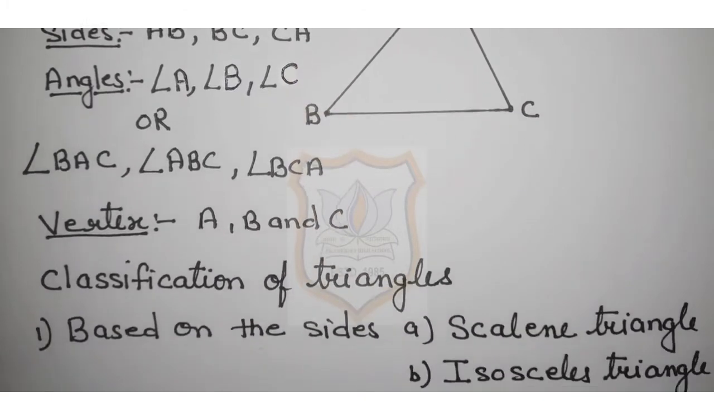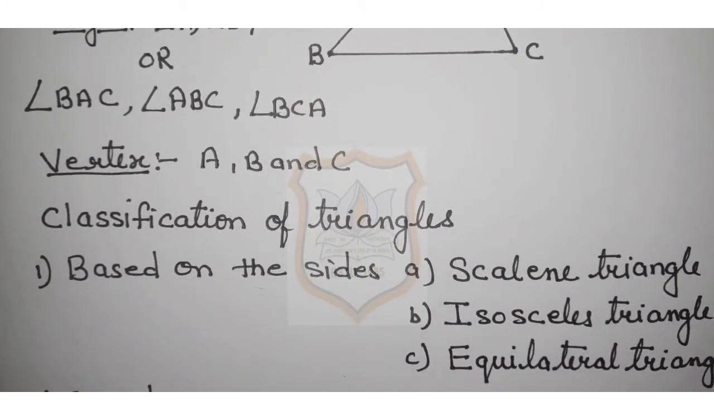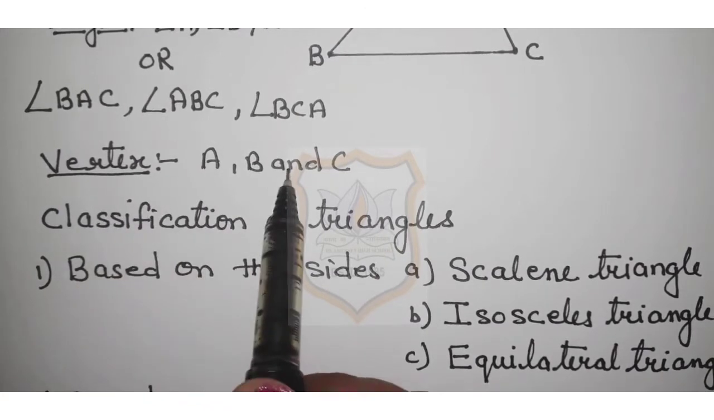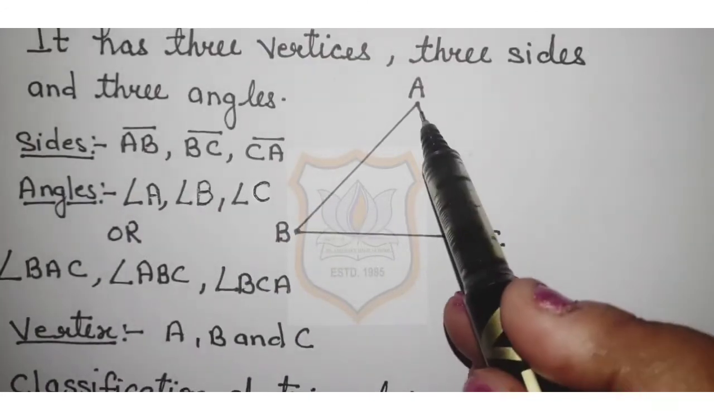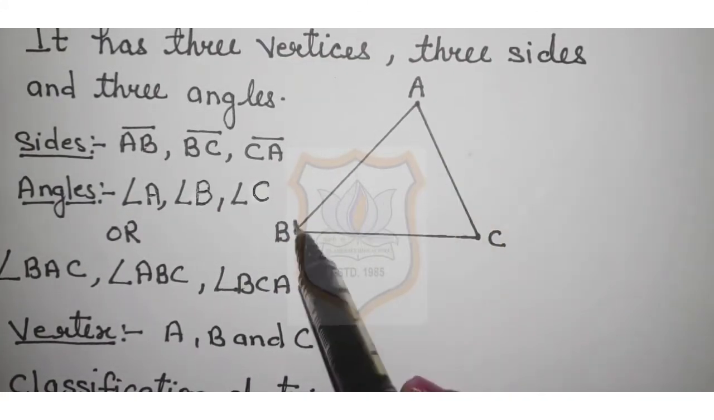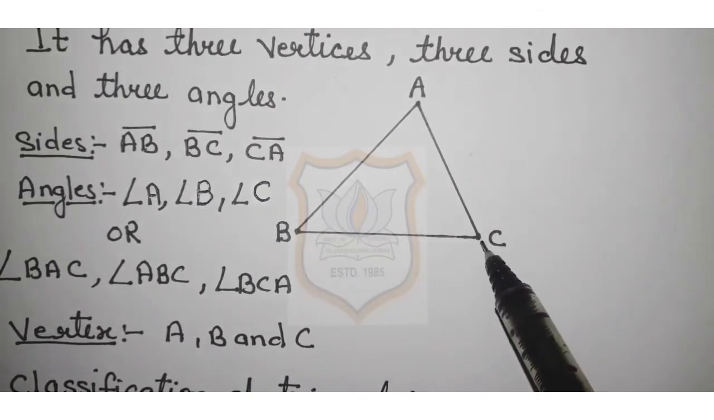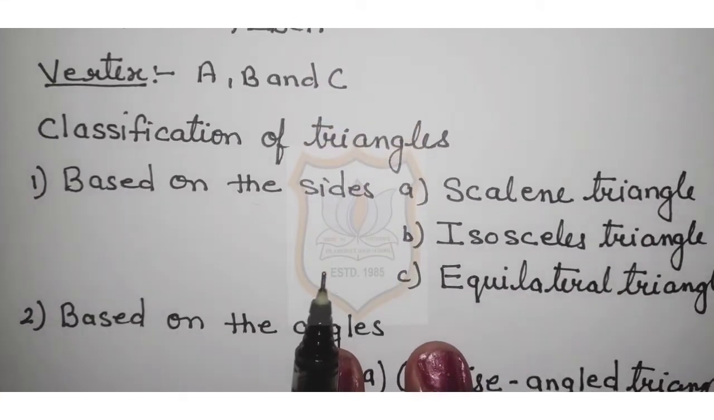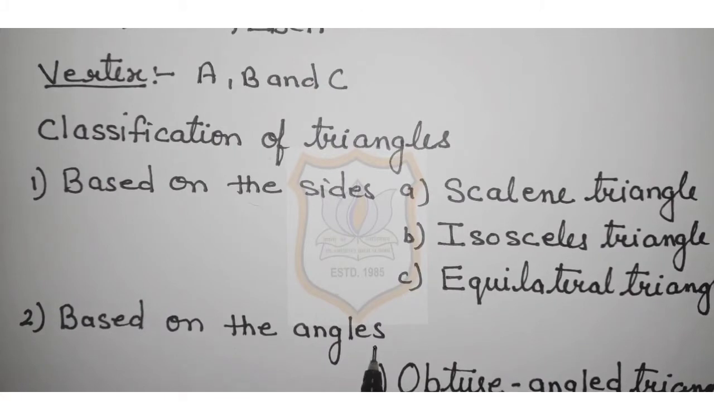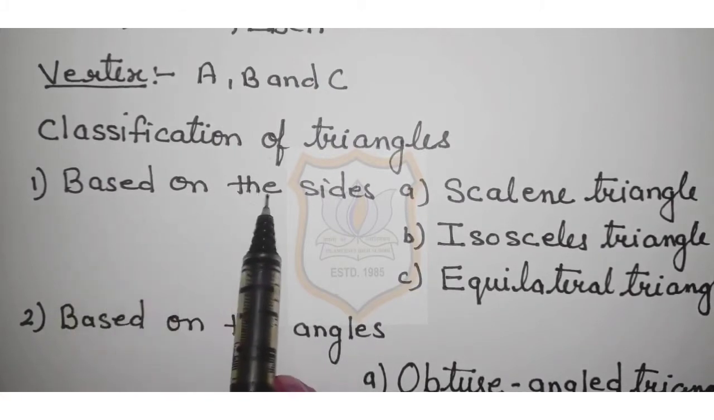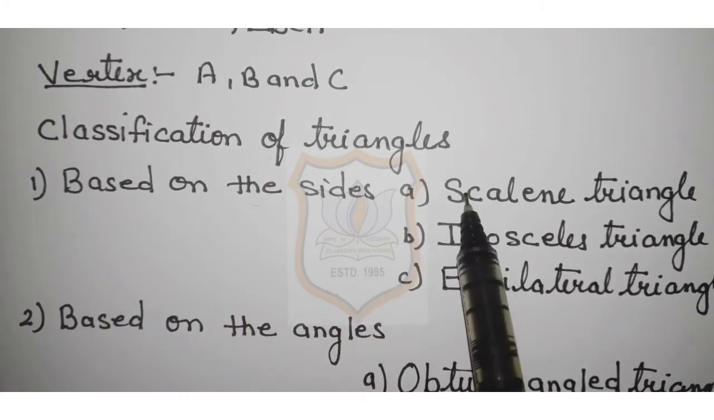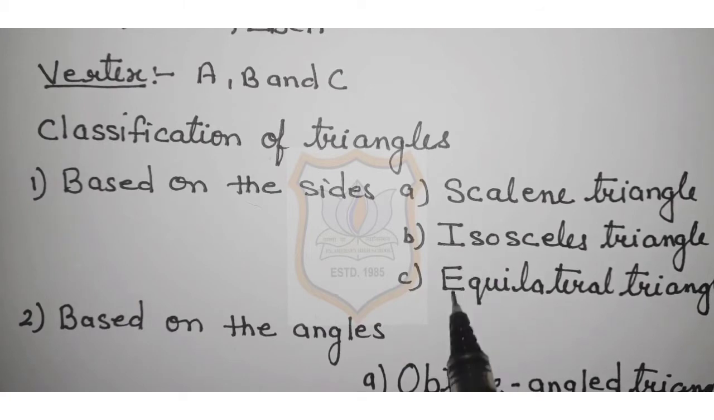And now the turn is of vertex. What is vertex? Vertex means corners. A triangle has 3 vertex A, B and C. See, A, this one is the vertex, corners, B and this one is C. 3 vertex of a triangle. Now, triangle is classified on the basis of sides and on the basis of angles. Now, on the basis of sides, there are 3 main types of triangle. First one is scalene, second one is isosceles, and third one is equilateral triangle.